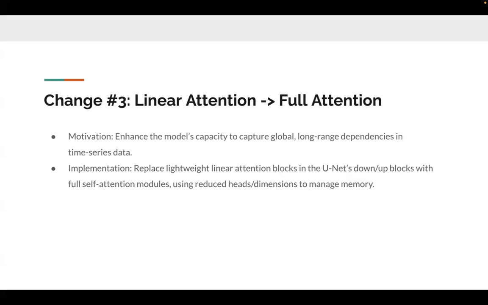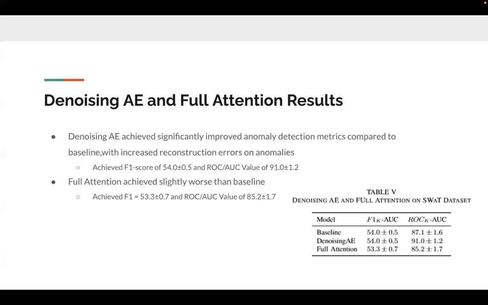After that, I tried a separate, different approach and worked with the U-Net architecture, transforming the linear attention into full attention. The motivation behind this was to enhance the model's capacity to capture global long-range dependencies in time series data. I did this by replacing the linear attention blocks in the U-Net's down and up blocks with full self-attention modules. Although by doing this, it required more memory usage, so I had to reduce the number of heads and the dimensions. And here are the results for my denoising autoencoder and full attention implementations.